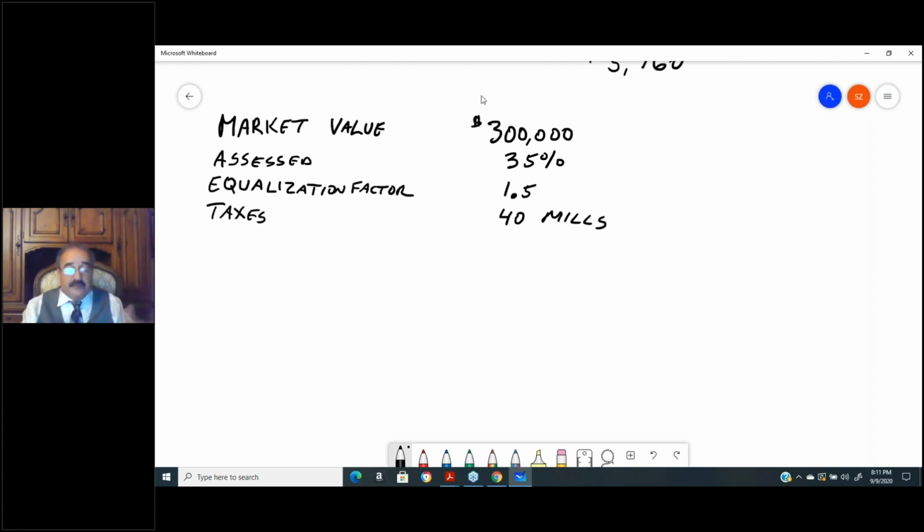Outside of our questions in our course, outside of the state exam, you're never going to use the word mill in your entire life, but it's on the state exam, so you have to understand that. So the current market value is $300,000. It's being assessed at 35%. We have an equalization factor of 1.5. The taxes are 40 mils. Question is, what are the property taxes? Now, before I show you how to solve this problem, I need to take a moment and explain a little bit about mills.